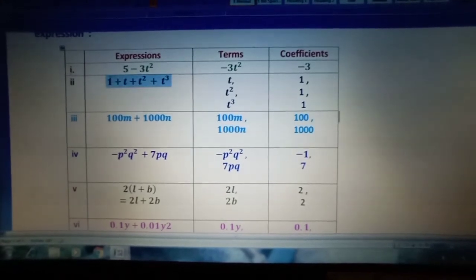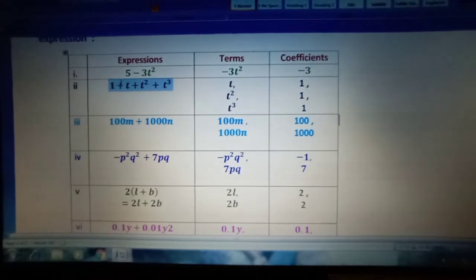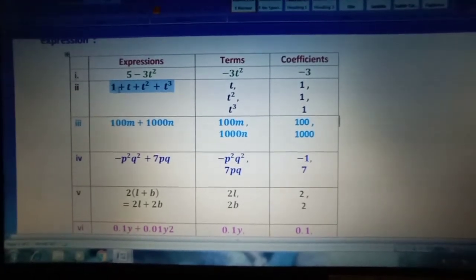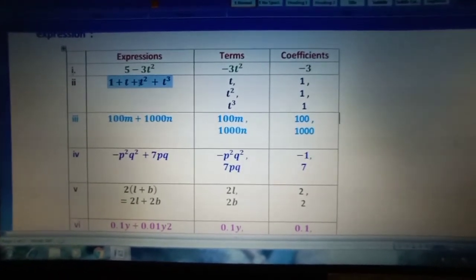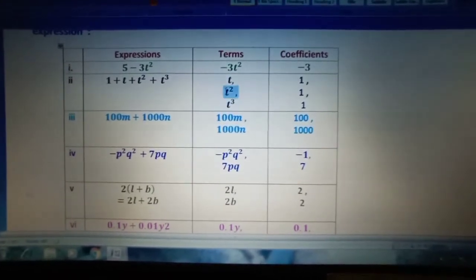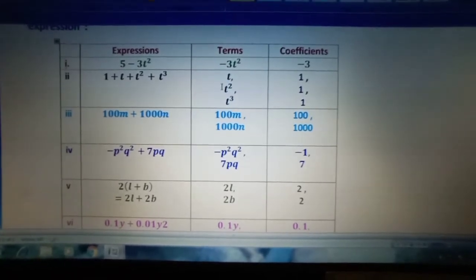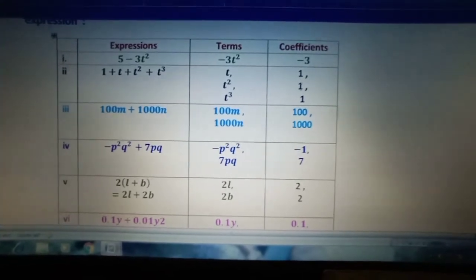Same as in question number 2, 1 plus t plus t square plus t cube. We can see that it is a constant term. We will not mention it because in the question it is already given that no need to mention constant term. So t plus t square plus t cube are the terms which contain variable, and in front of the variables the numerical coefficient is 1, 1 and 1. That is why I have written 1, 1, 1.